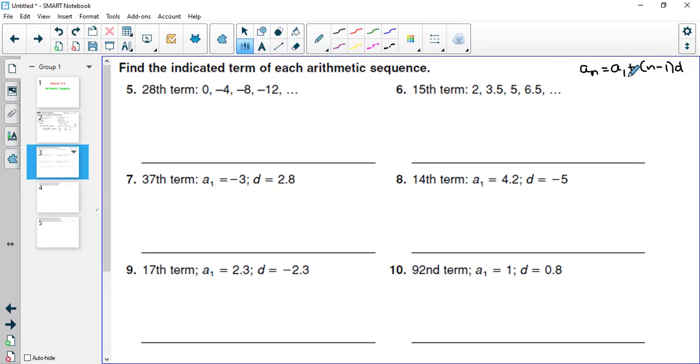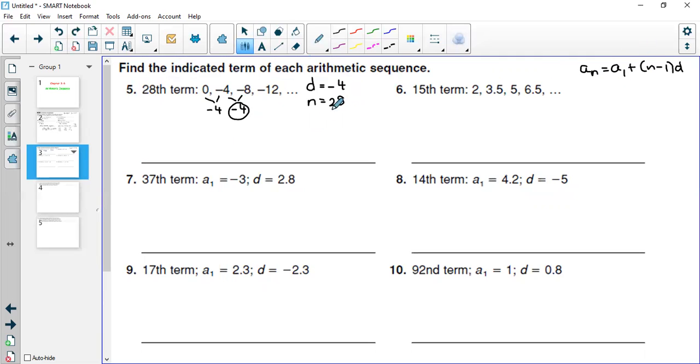Now let me explain one by one what these mean. First, let's find the difference. 0 to negative 4, there's a minus, so it's a difference of negative 4. Negative 4 to negative 8, it's again a difference of negative 4. This difference is the value of d. So d is negative 4. Then, according to the formula, we have n. What is n? n is the term number which we are going to find. So here n is 28.